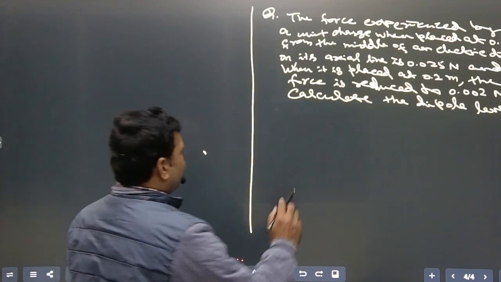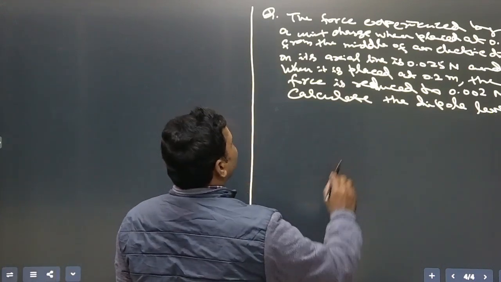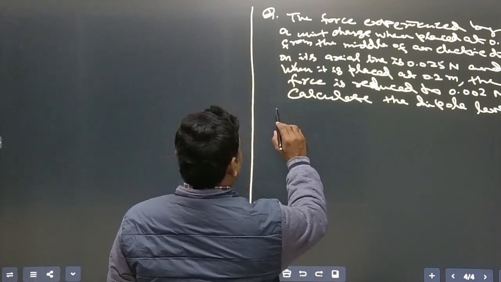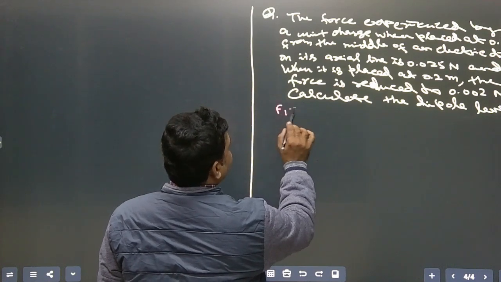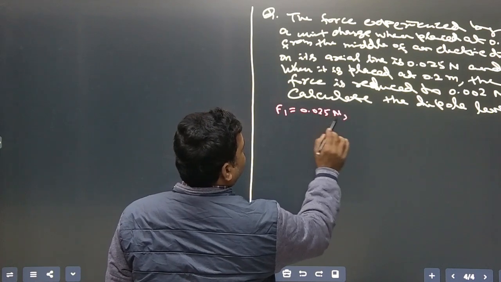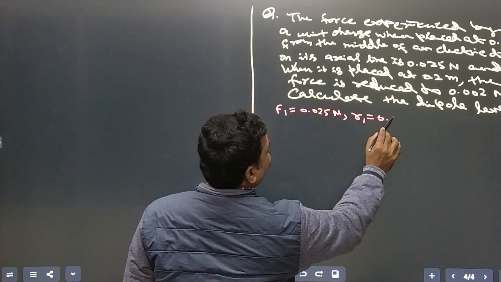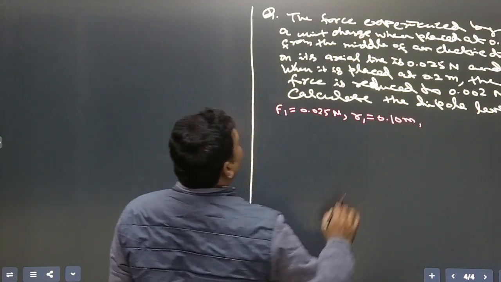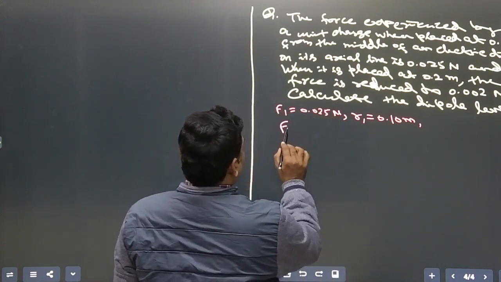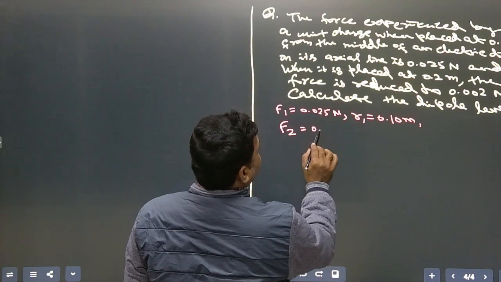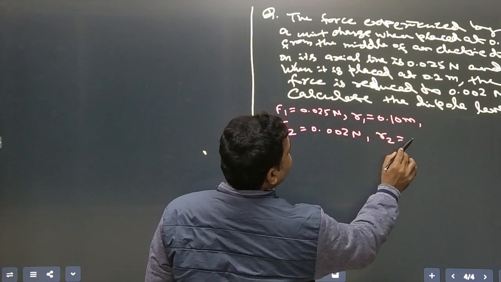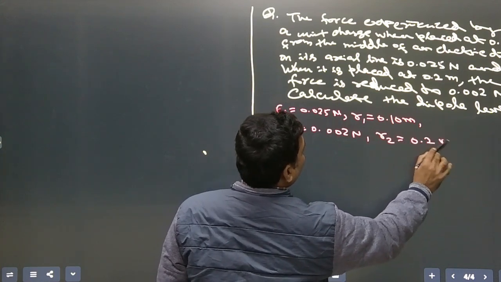So from any question first we have to make a mathematical modeling. So here what are the parameters given? First case, here F1 is given as 0.025 Newton and R1 is given as 0.10 meter, and in second case here F2 is given as 0.002 Newton and R2 is given as 0.2 meter.